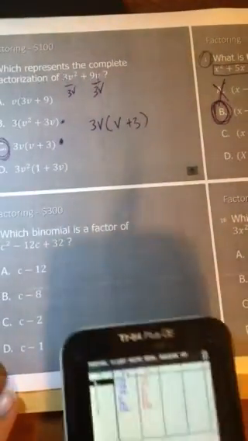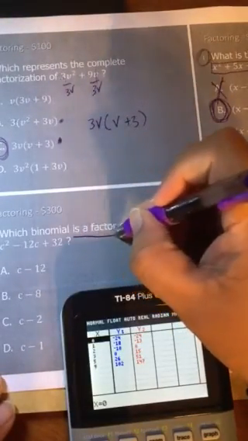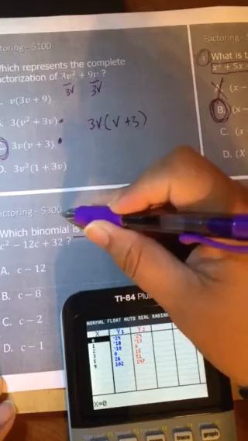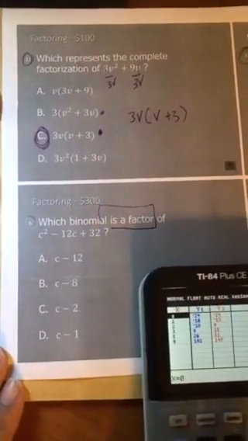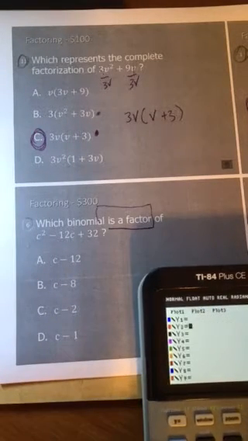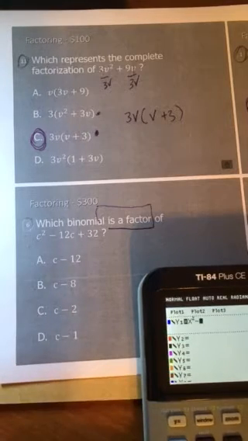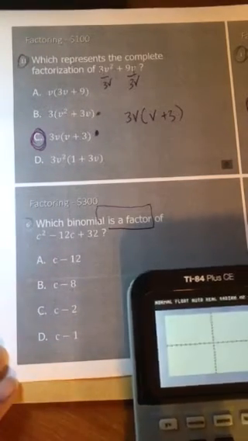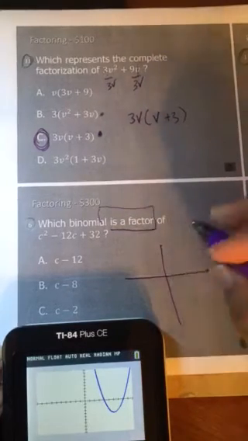Okay, so this one says which one is a factor of the binomial. So this one's not quite as easy in the calculator. This is number 6. So what I'm going to do is put in x squared minus 12x plus 32. And then I'm going to go to graph, because graph will help me figure this out. And I'm going to kind of sketch this graph.